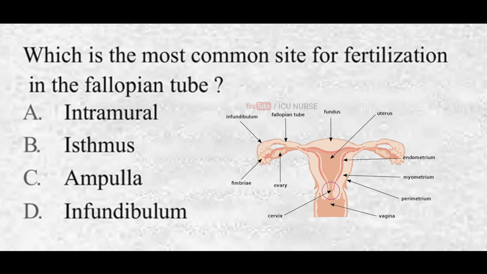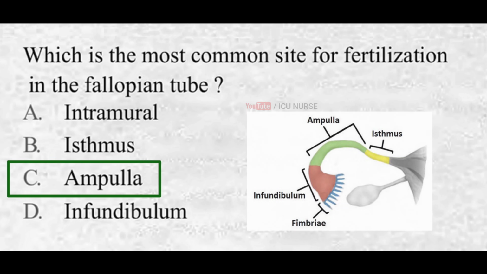Which is the most common site for fertilization in the fallopian tube? A. Intramural, B. Isthmus, C. Ampulla, D. Infundibulum. And the correct answer is C. Ampulla. The second segment of the fallopian tube is the ampulla, which becomes more dilated in diameter and is the most common site for fertilization.